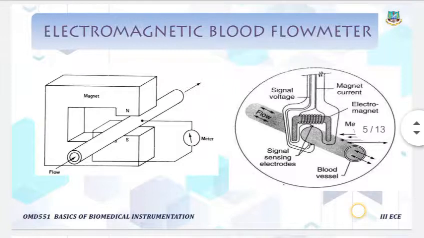This electromagnetic blood flow meter requires that the blood vessel be exposed, so that we can place our measuring probe around this blood vessel. So we need the blood vessel to be in an exposed state, so that only then can we place this electromagnetic blood flow meter.